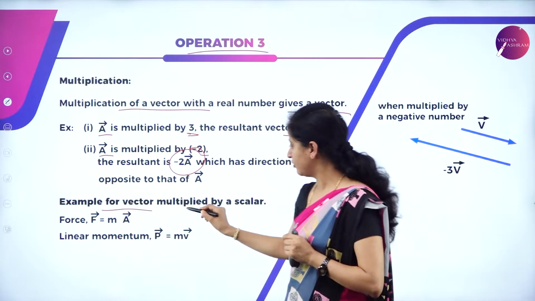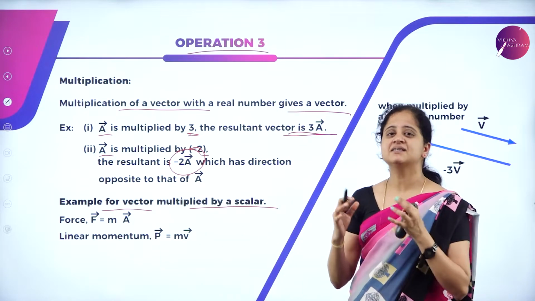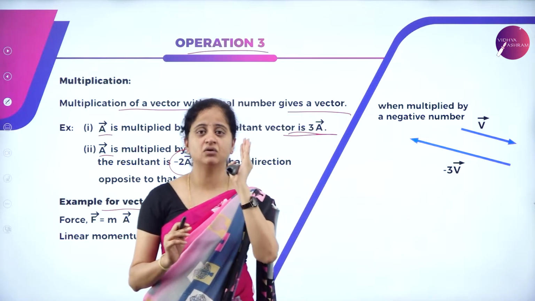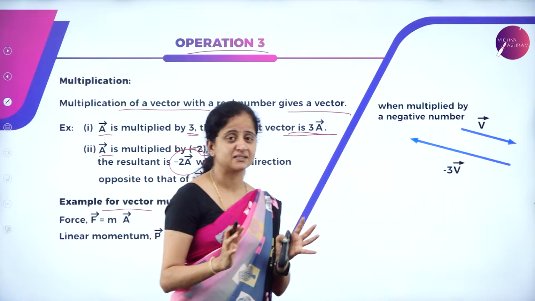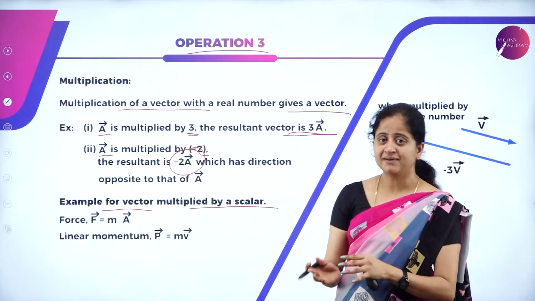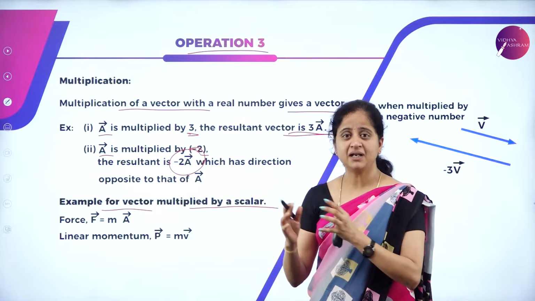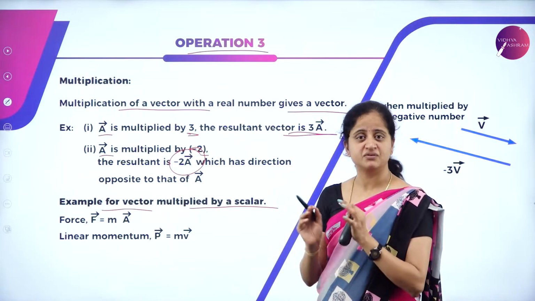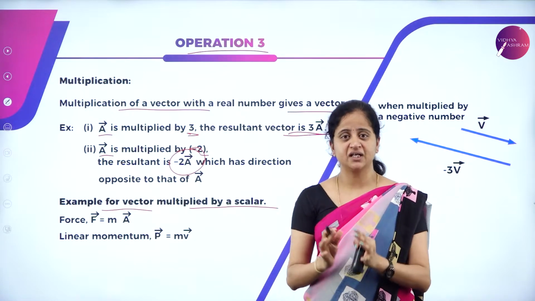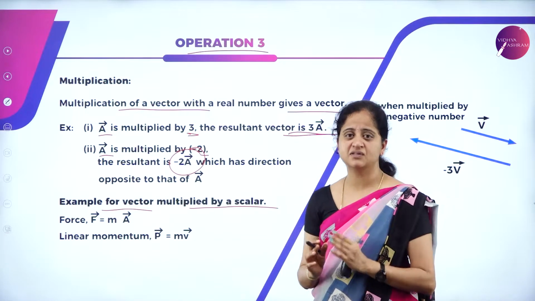Next, an example for vector multiplied by a scalar. We know what a scalar is: the quantity which has only magnitude. For example, mass. For example, length. We know what a vector is: it has both magnitude and direction. For example, acceleration, force, weight. Now, what happens if a scalar and a vector get multiplied? Can we give some example?